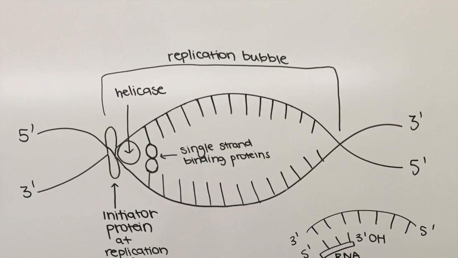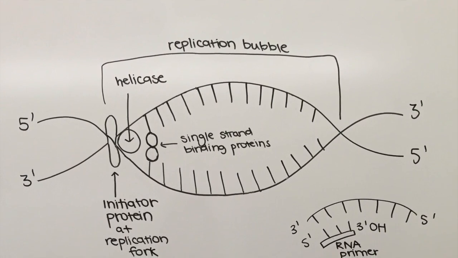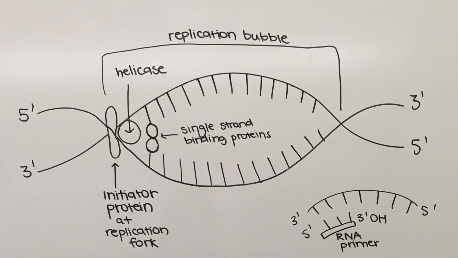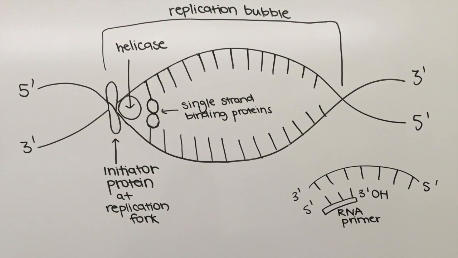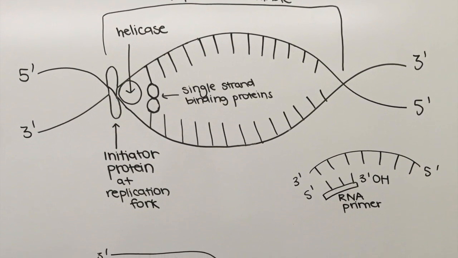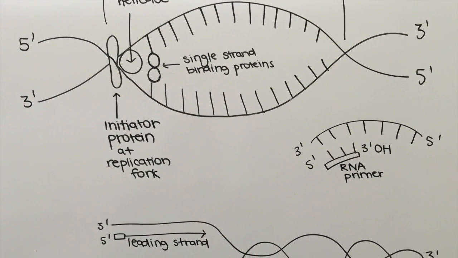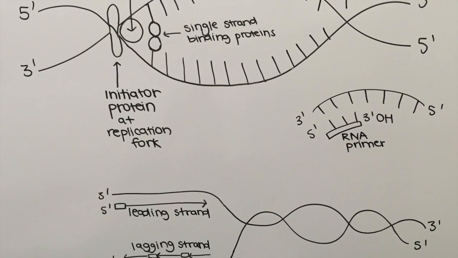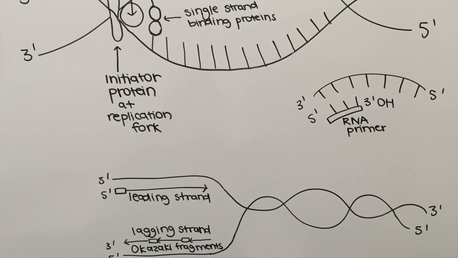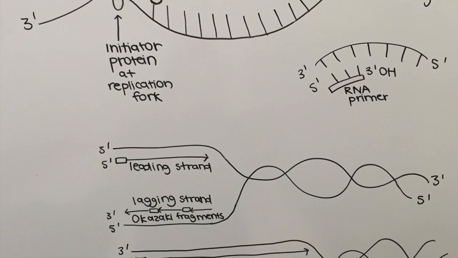When an initiator protein binds to the origin of replication, the strands are unwound by helicase, which breaks hydrogen bonds. Single-strand binding proteins keep the helix open and prevent it from forming secondary structures. A short string of RNA nucleotides called a primer, which is synthesized by the enzyme primase, provides a free 3' OH for DNA polymerase to add nucleotides. DNA polymerase III catalyzes phosphodiester bonds between the nucleotides.